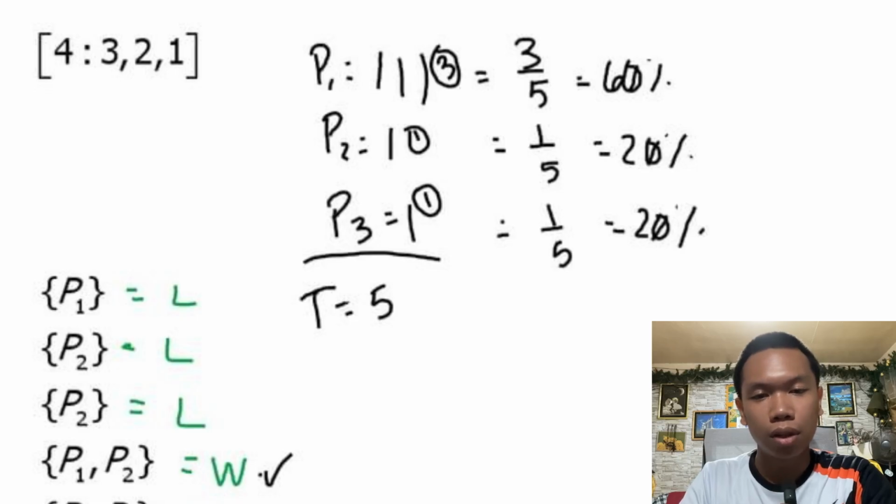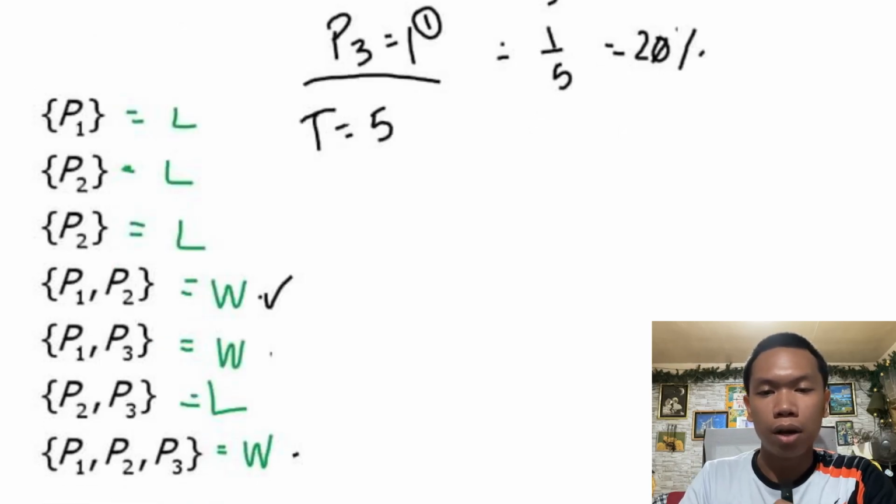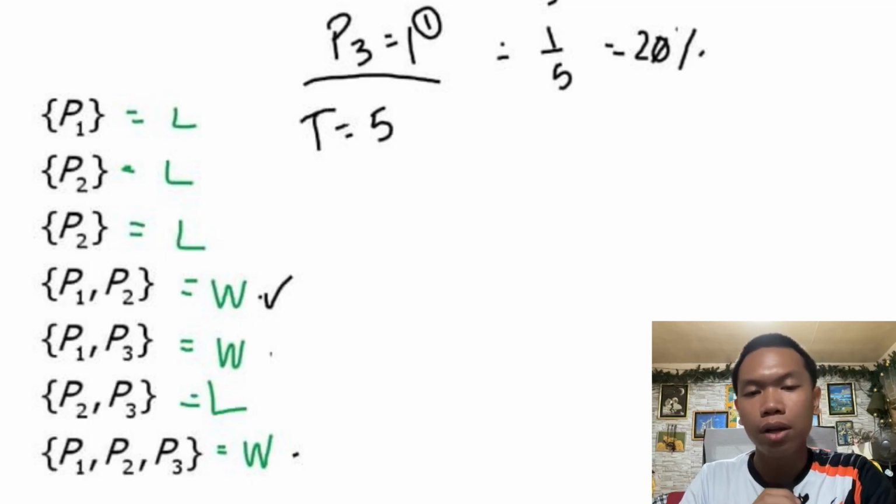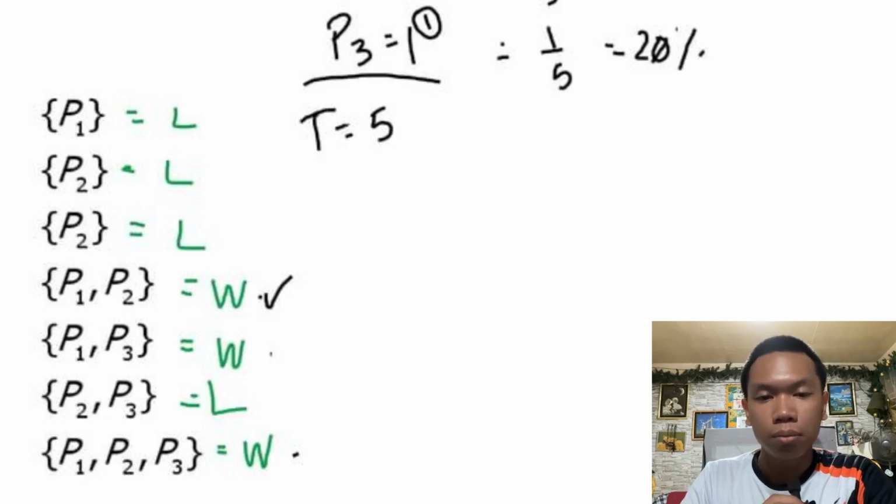For the quota, 5, and the weights 3, 2, 1. Now we find the winning coalitions, which are 1 and 2, 1 and 3, and 1, 2, and 3. And we identify the critical players. Coalition 1 and 2 equals 5. If we remove player 1, only 2 remains, which means it is losing. And removing player 2, 3 remains, which is also losing. So both are critical.